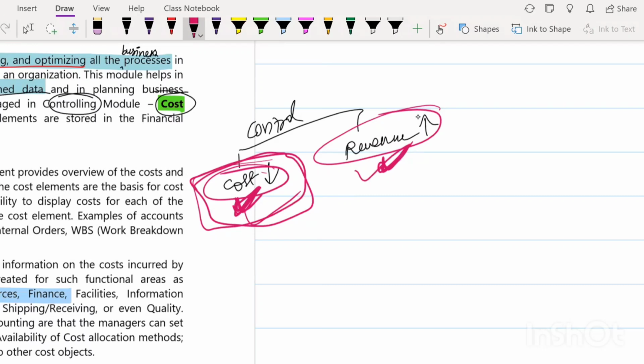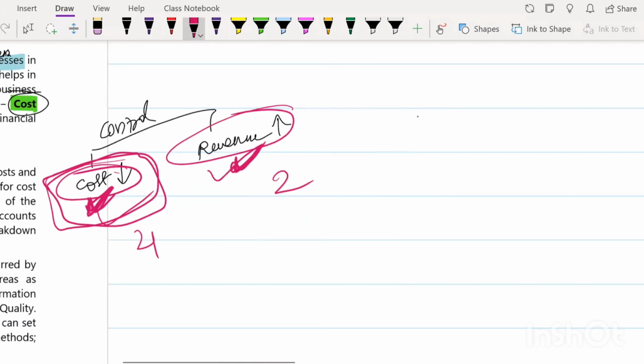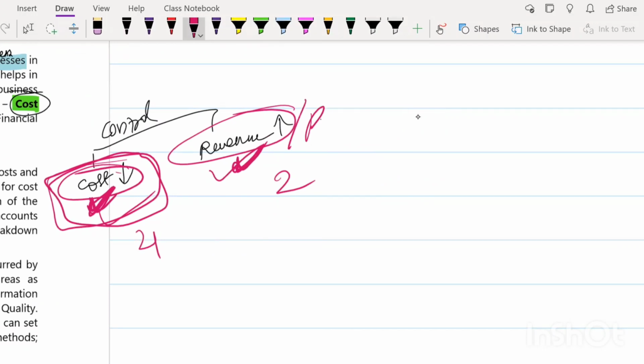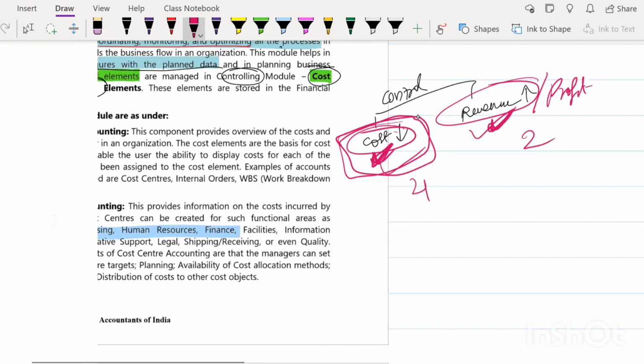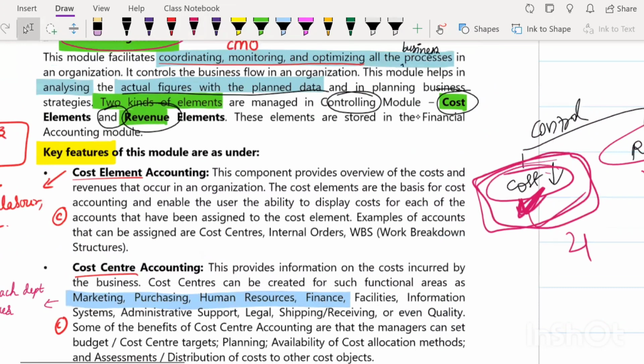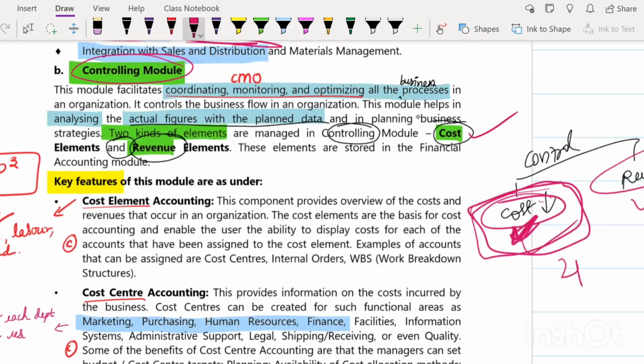So you will always keep in mind that cost is one factor where you will keep more of your attention. So now when we read the features of the controlling module also, there will be 4 or 5 points related to cost, whereas only 1 or 2 points related to revenue. Here they call revenue also as your profit. Okay, for remembering the points, I'm telling you a few keywords. In the controlling module, there are two elements, one is cost and the other is revenue.